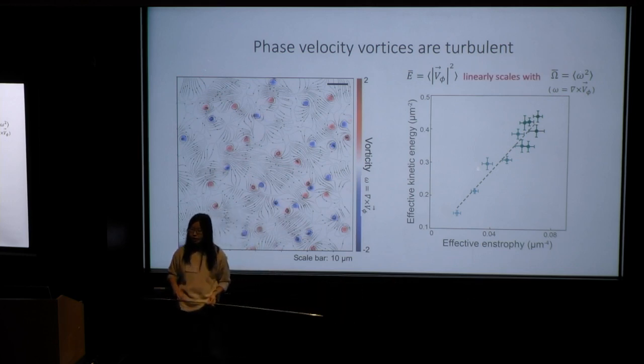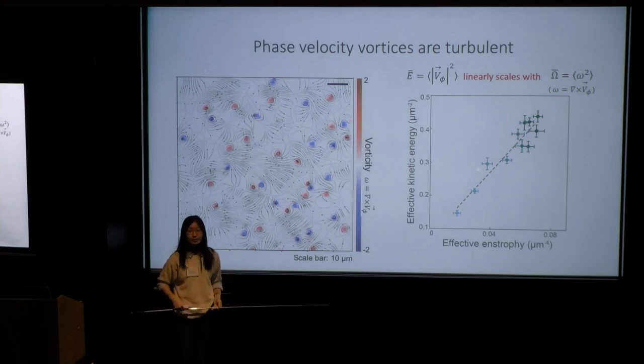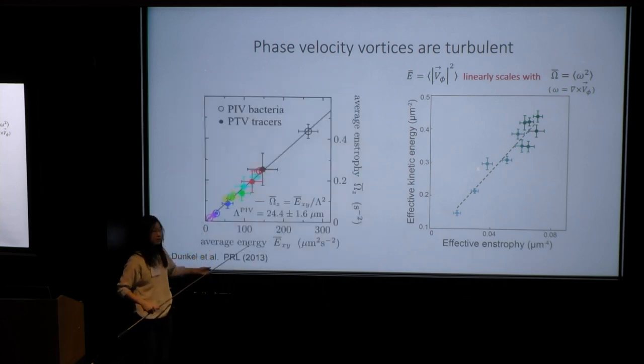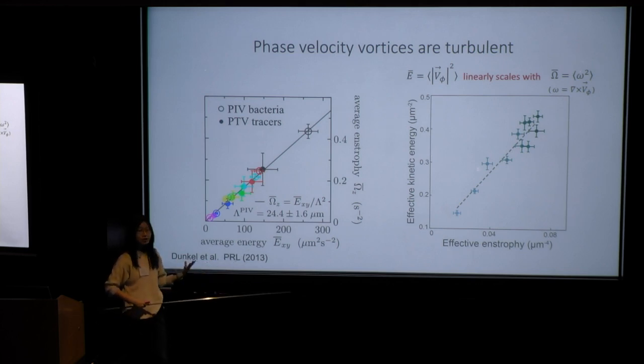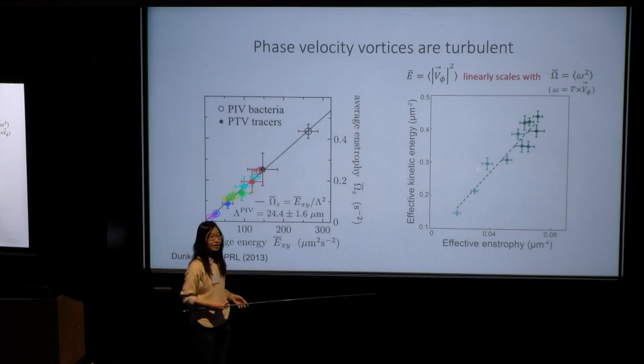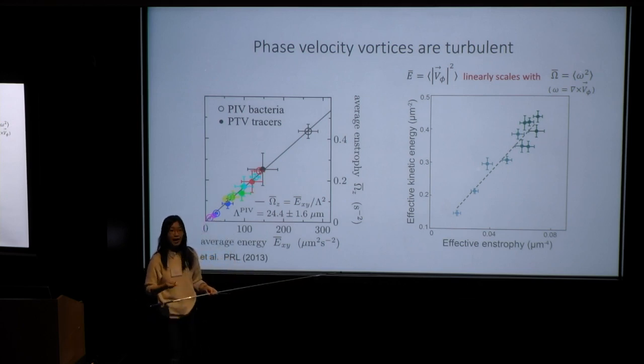The linear relationship between the kinetic energy and the entropy has previously been described by Jorn in the observation and theoretical description of two-dimensional active bacterial turbulence. Then we realize that our data on the global scale has some turbulent character.